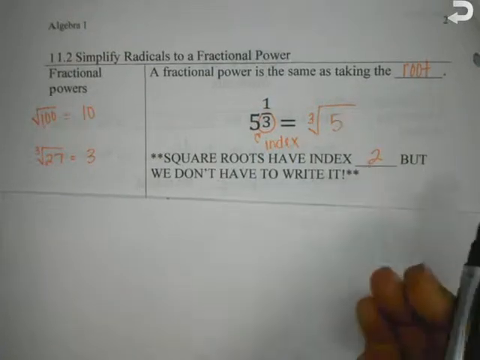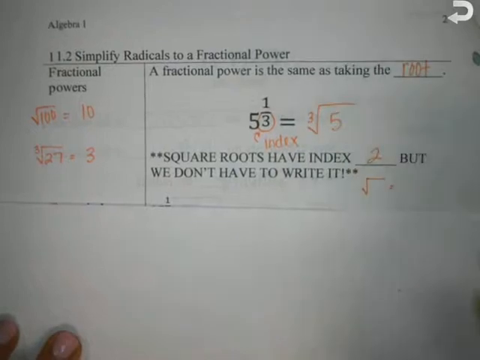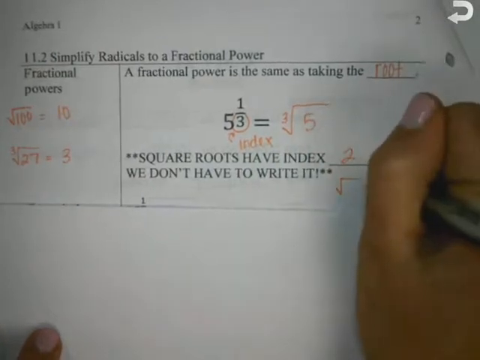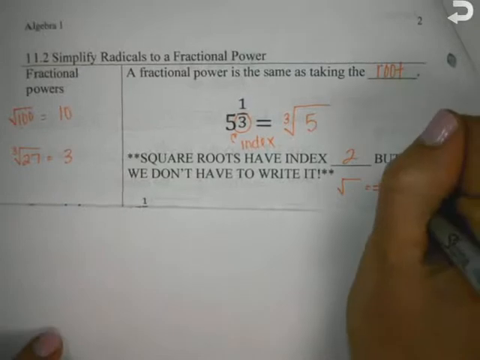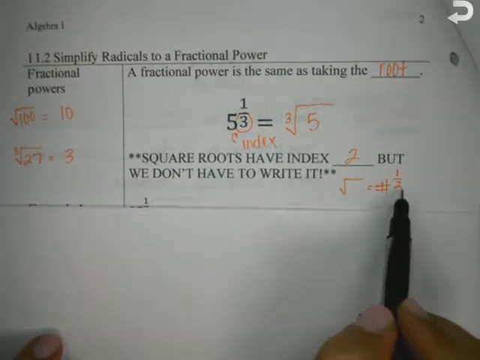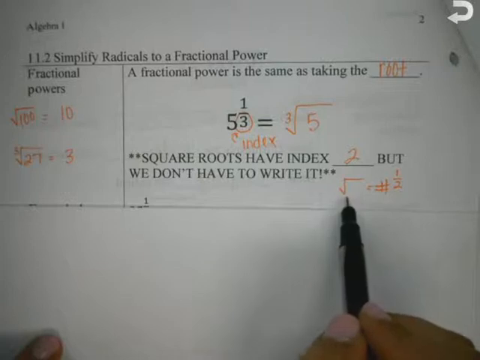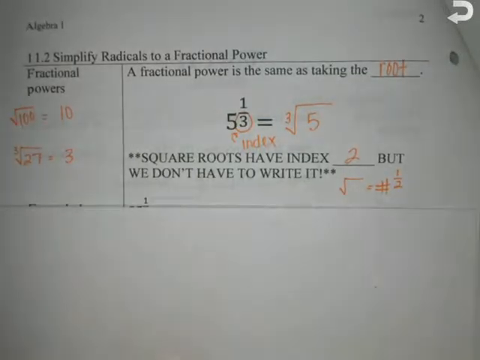So a square root would be the same as raising a number to what power? Not the second. It has to be a fraction. To the 1/2. So if you ever see something raised to the 1/2, that means it's a square root. You just don't have to write the 2. Okay? So let's look at some examples.